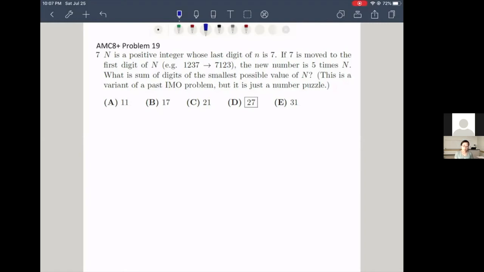Okay. Let's read the problem again. We have n, a positive integer. The last digit is 7, and if we move it, the new number is 5 times n. So the old number ends with 7, and the new number starts with 7. Because it is 5 times, the first digit of the old number must be 1, which means the second digit of the new number must be 1. We don't know how many digits are between 1 and 7 in the old number.